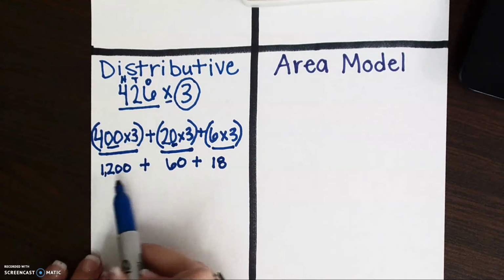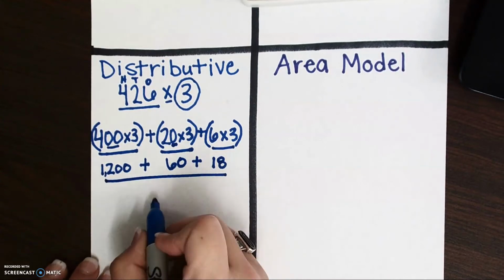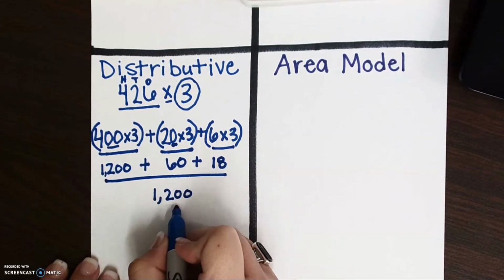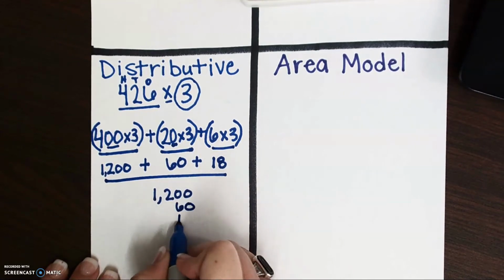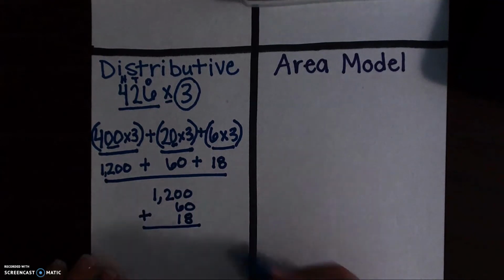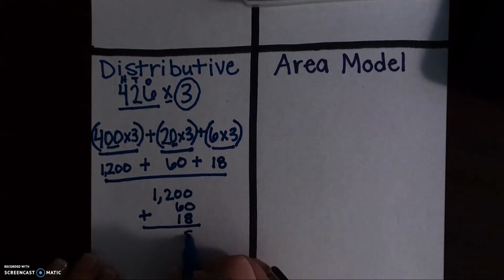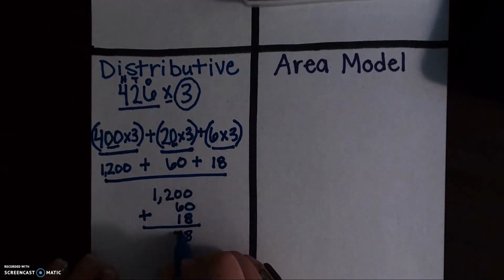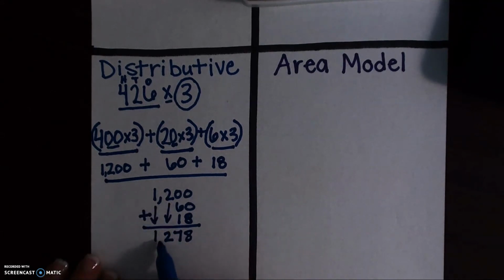All right, now I'm just going to add these up, and I can create a problem up and down vertically to help me add. I know 0, 0, and 8 is 8. 0, 6, and 1 added together is 7. My 2 comes straight down, and my 1 comes straight down. Don't forget to add your comma there.